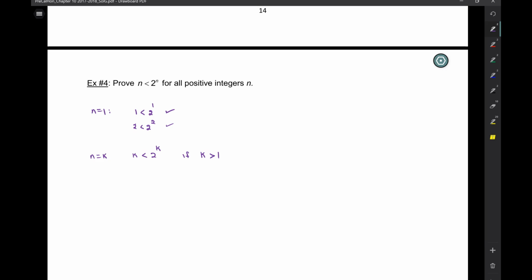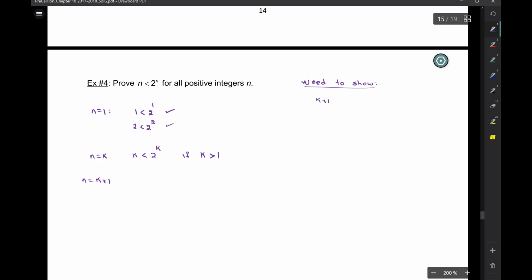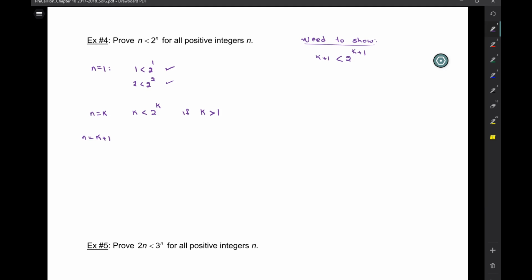Okay, what do we need to show here? Now we need n equals k plus 1, right? So what do we need to show? We basically need to show that for k plus 1, it's less than 2 to the k plus 1. Is that right? Yes, that's what we need to show. So what we're going to do is this.